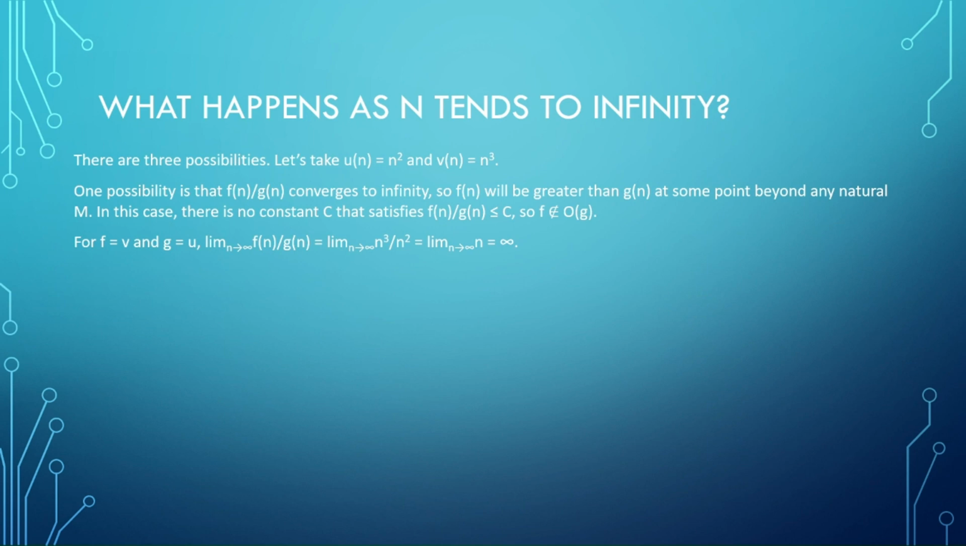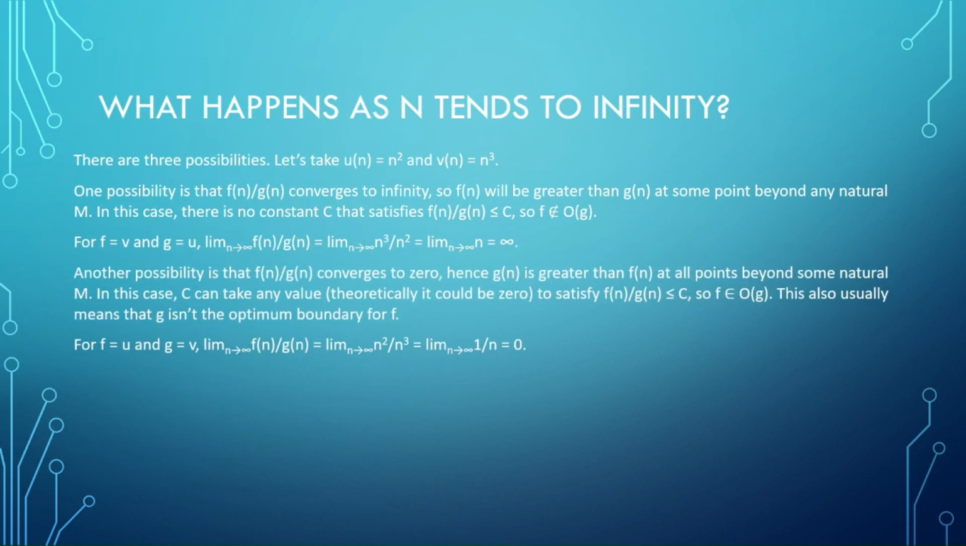So let's take an example for f equals v at the top and g equals u at the top. So f is equal to n cubed and g is equal to n squared. The limit as n approaches infinity of f of n over g of n is the limit as n approaches infinity of n cubed over n squared, which is n. So as n tends to infinity, f of n over g of n will tend to infinity. Infinity is greater than any constant c, so of course it can't be a big order g.